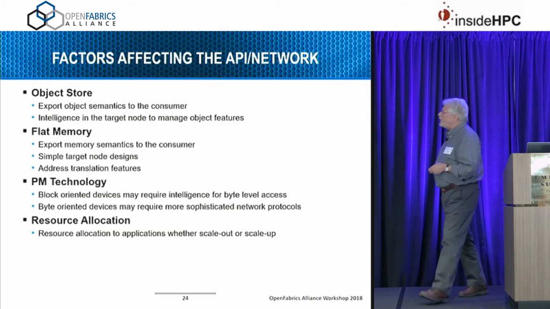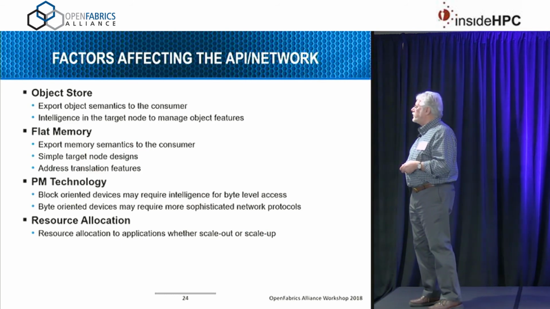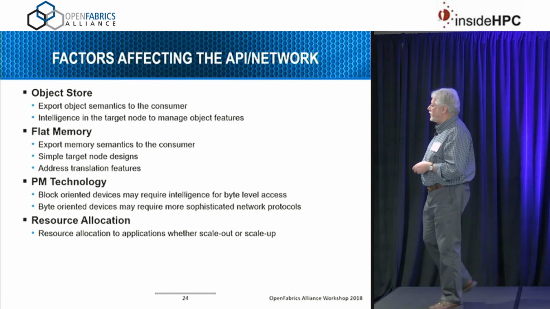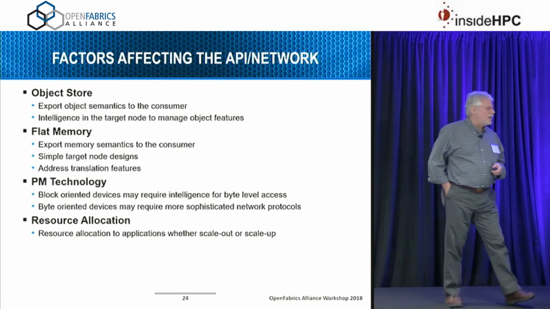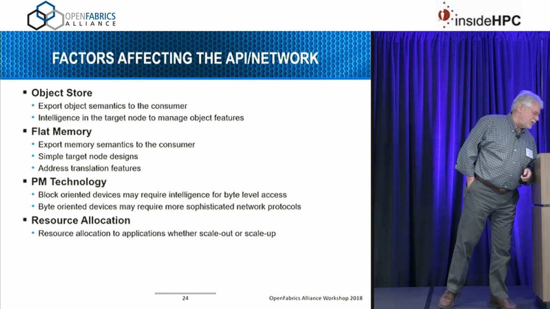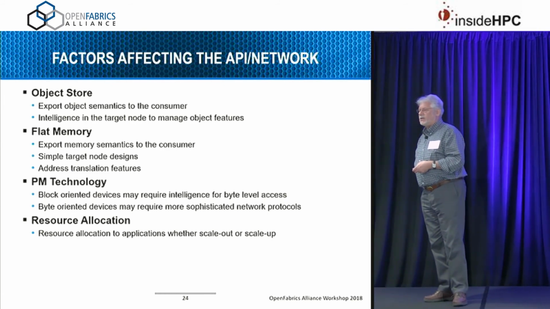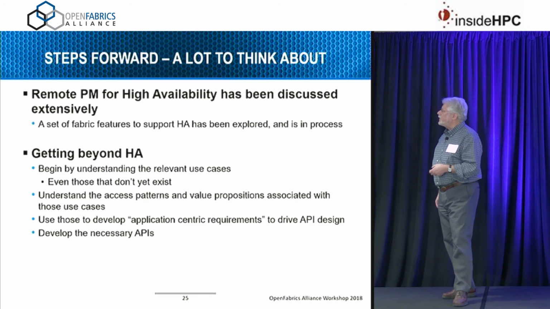Factors affecting the API or network. So I've already mentioned these. Object store is one of them. Flat memory is another. The underlying technology may turn out to be another. How data is allocated is yet another. And there was one more in my list. Nope, can't find it. Okay. So these are things that I think we're going to want to explore as we start talking about what the use cases for remote persistent memory actually look like.